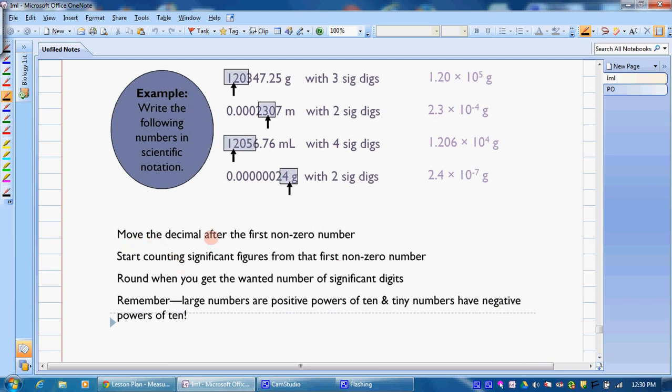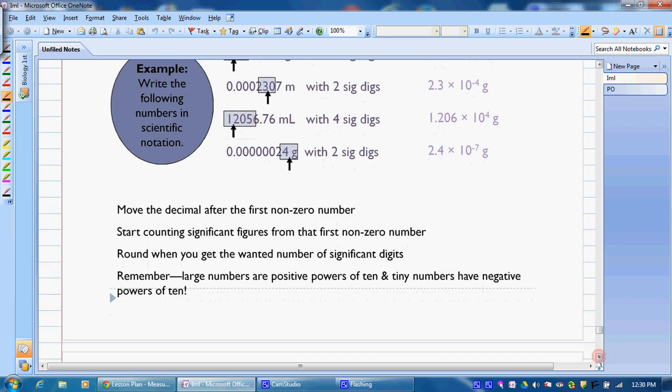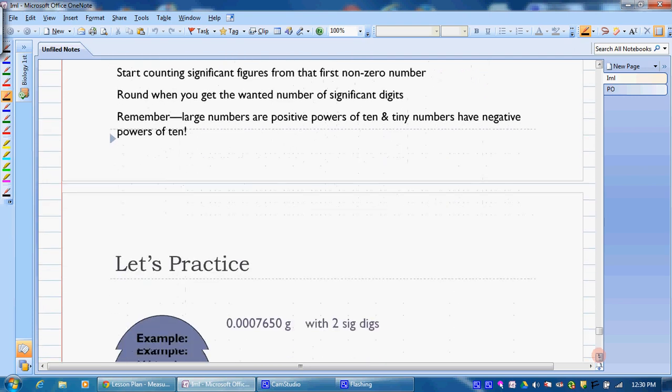Okay, so again, we're moving the decimal to the first number that's not 0, so there's only one number to the left of the decimal place. Start counting your significant digits from that first non-zero number. So that's what we did right here, 1, 2. And then round when you have an unwanted number of significant figures. So here we didn't want this 6, so we have to round our 5 up. Large numbers are positive exponents, tiny numbers are negative exponents.